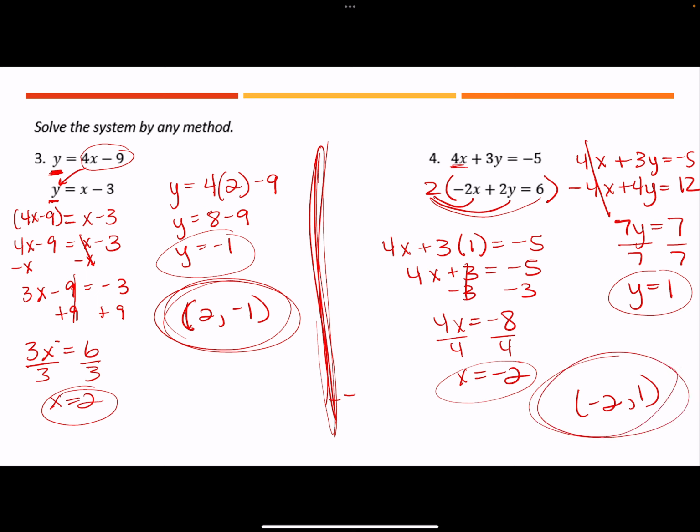And again, I have to write it as a point because the significance is that this is the point where these two lines would intersect if I were to graph them.